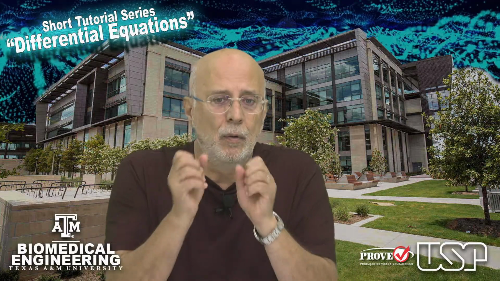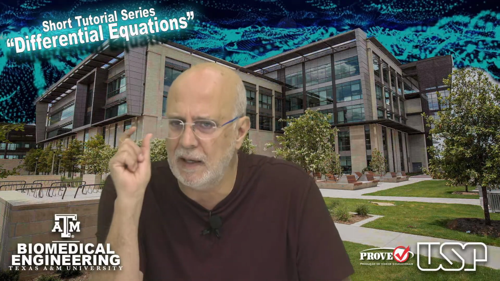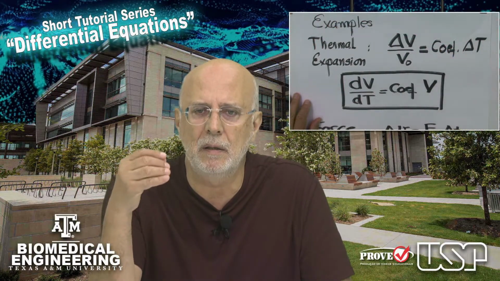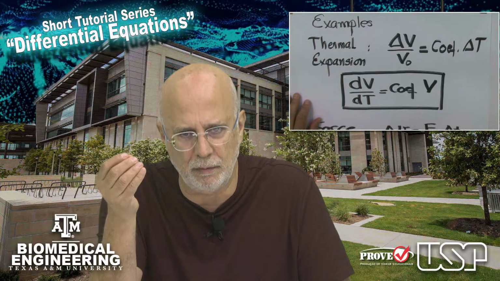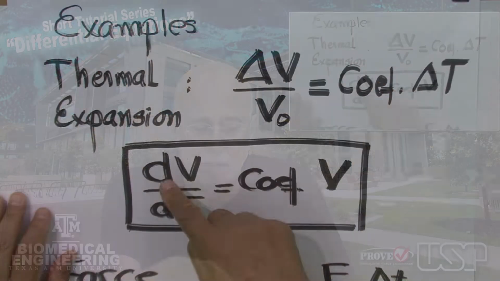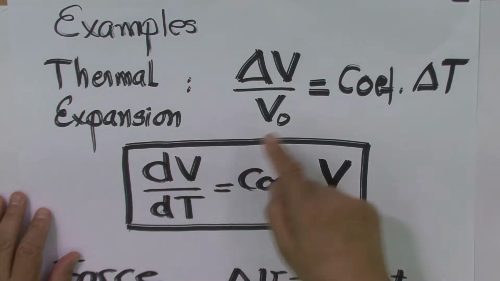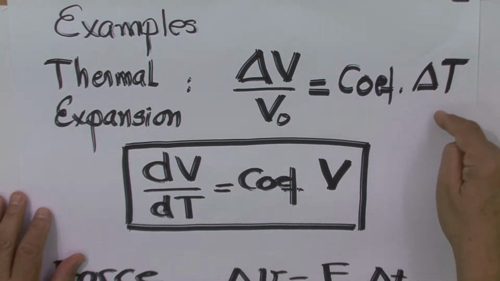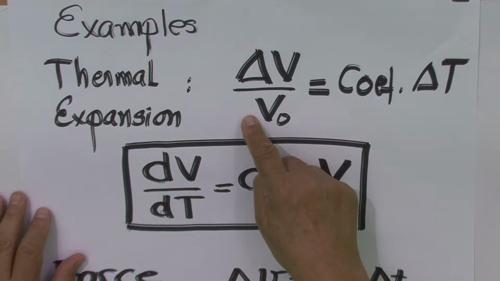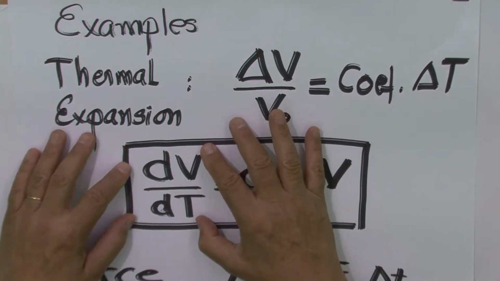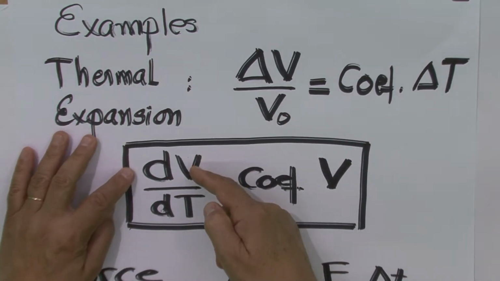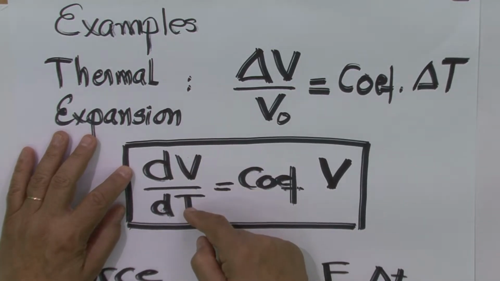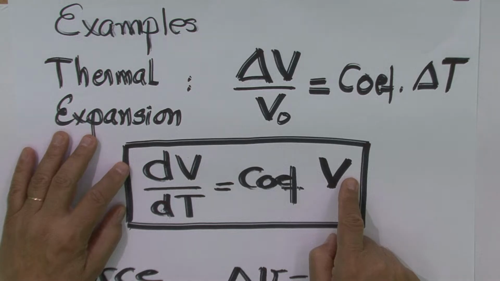Now, when I deal with tiny variations of volume and tiny variations of temperature, the deltas may be differential quantities. Instead of delta V, maybe dV. Instead of delta T, it will be dT. So if I put the dT here and put it back here, this is what we call the variation of volume with temperature, or the derivative of volume with temperature. And that must be proportional to the original volume.